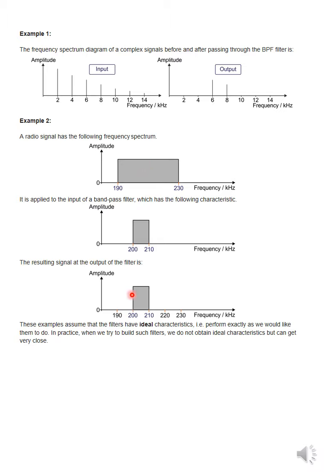So in this range, this will be the output. Remember, if the amplitude here is 2 and the amplitude here is, let's say, 3, the amplitude of the output will be 6, depending upon the amplitudes here.